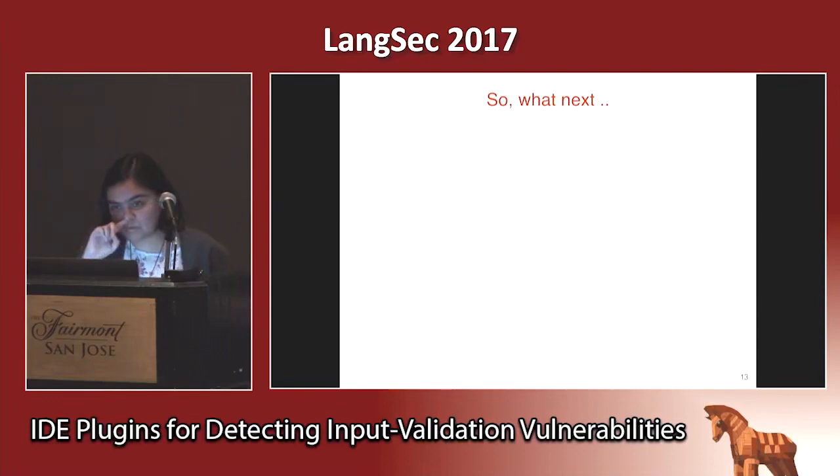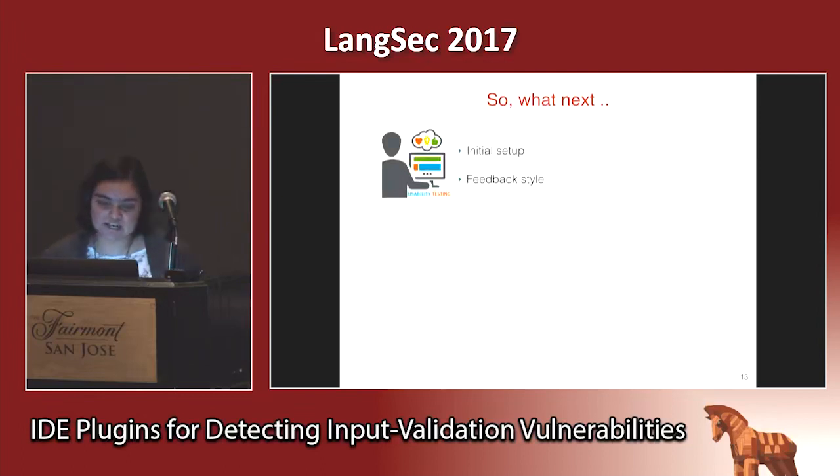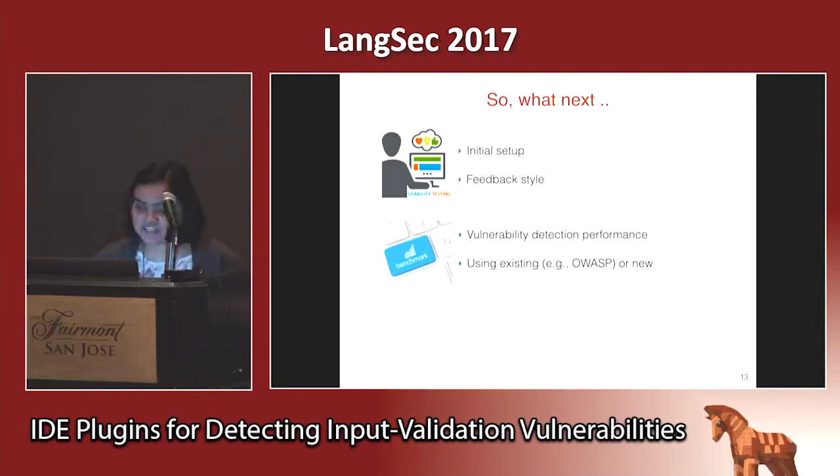So what next? What are we doing? We are mainly interested in the usability testing of these tools: how easy or hard it is to do the initial setup, and what the effect of different feedback styles is. Do we need different types of feedback for different experience levels of users? The next is a comparative vulnerability detection performance evaluation, maybe using the existing tools, or maybe having a public benchmark available that can be useful for a comparative evaluation.